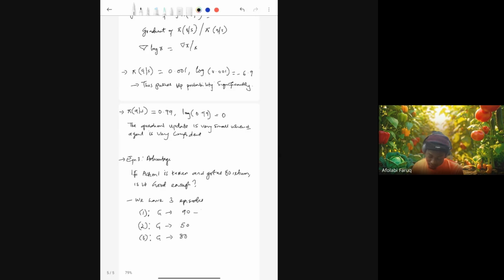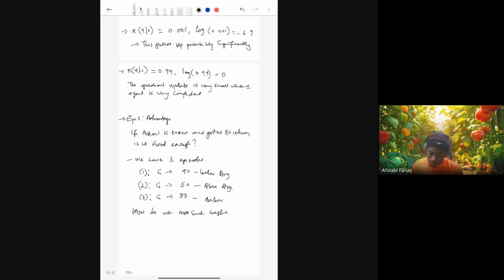90 is below average. Okay. Then you can say this is above average. Then we can say this is above as well. But let's say this is below too, because this is even 90. This is 80, sorry. Okay, so how do we measure baseline? So that's the question. How do we measure baseline?